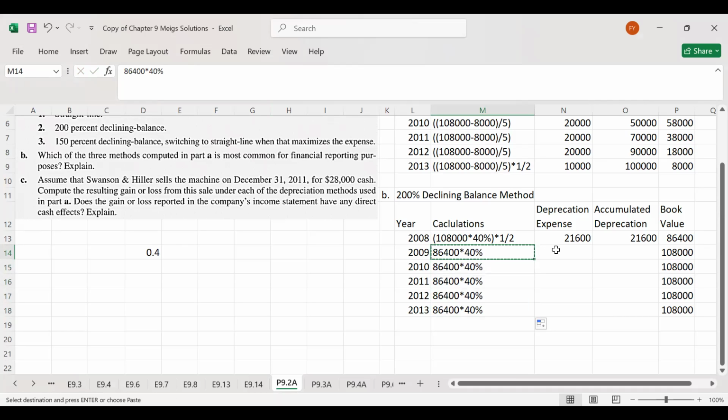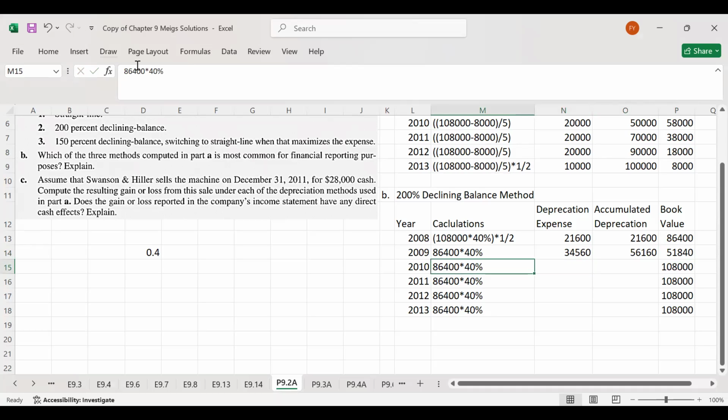Here we calculate and we take full year depreciation for the subsequent years. So this is the depreciation, and then accumulated depreciation is 21,600 plus we add all previous, which is 34,560, and the book value is the cost minus your accumulated depreciation.